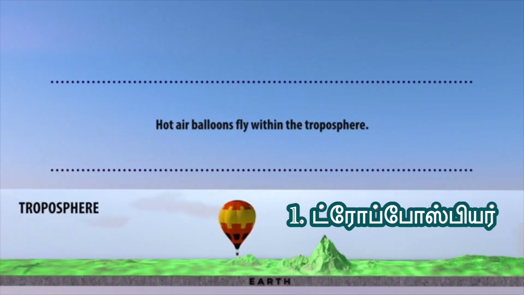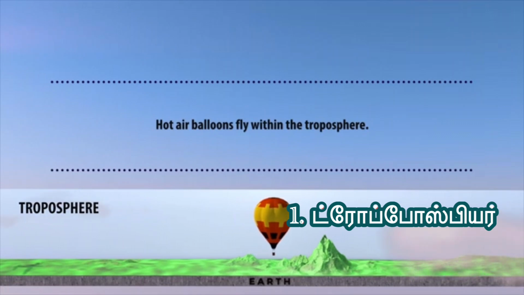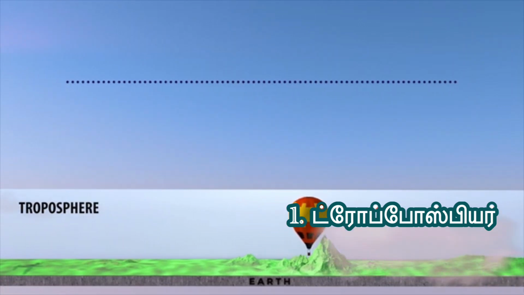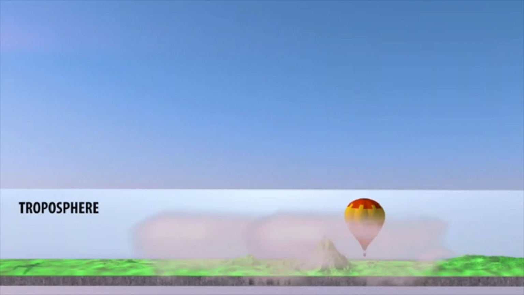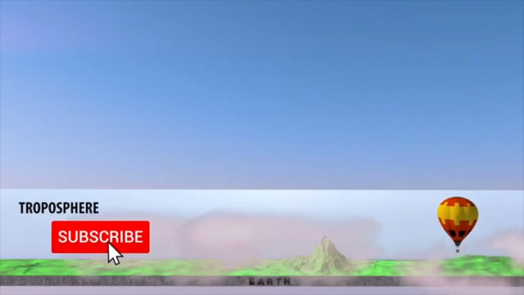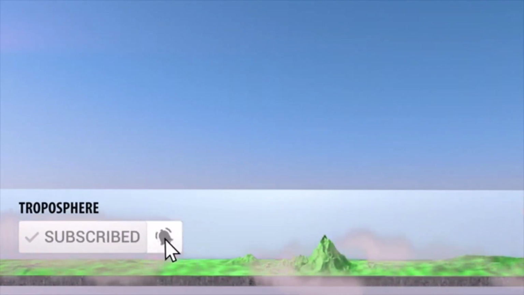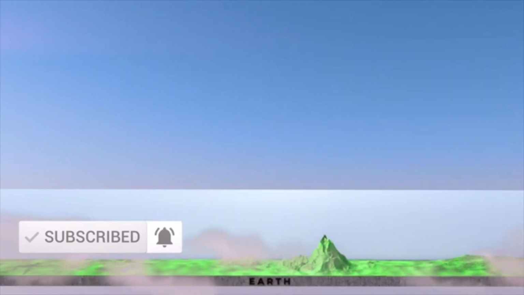And in this layer we can see hot air balloons fly. If you go to tourism places, people wish to fly in hot air balloons. These kinds of activities can happen in this first layer, the troposphere.